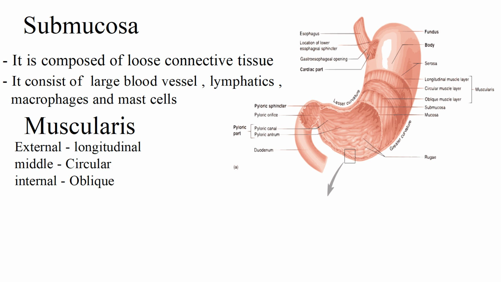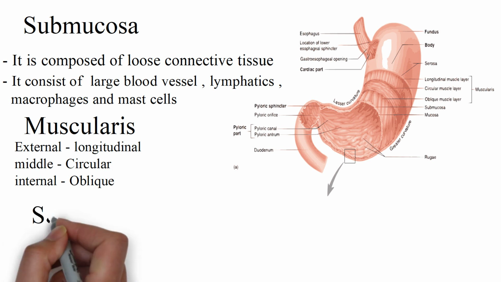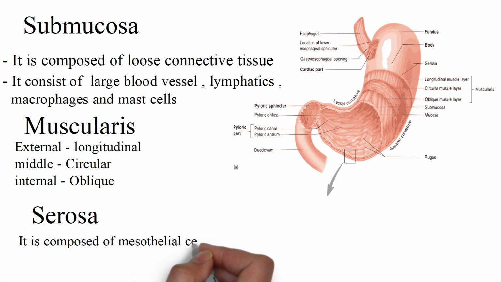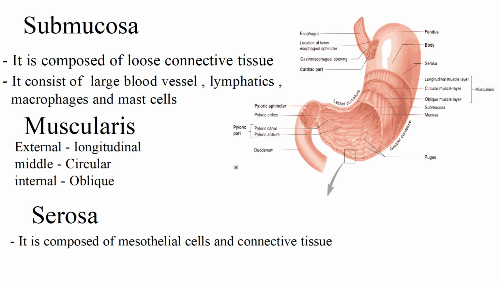Other layer we have is muscularis layer. Muscularis layer consists of three types of muscle. External consists of longitudinal fibers, middle consists of circular fibers, and internal consists of oblique fibers, as you can see in the image. Then we have outermost layer of the stomach, which is serosa. Serosa is composed of mesothelial cells and connective tissue.